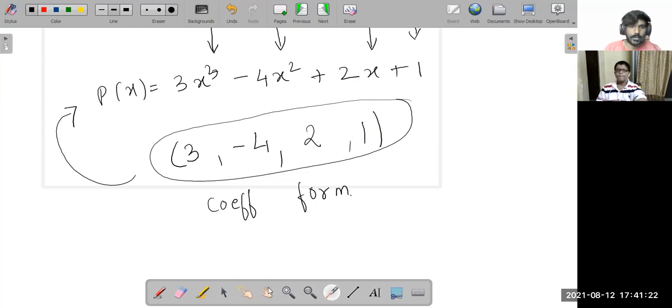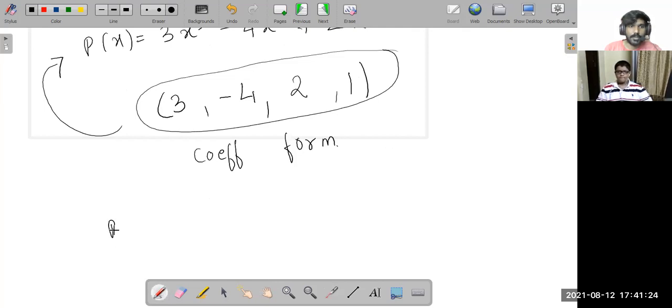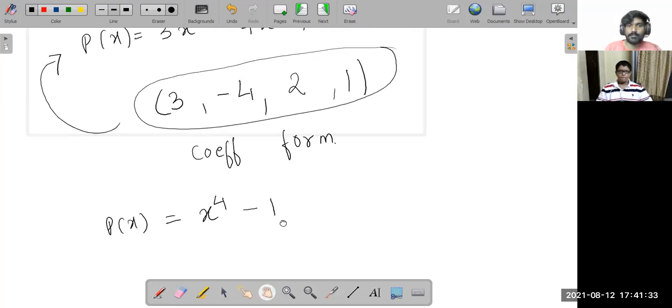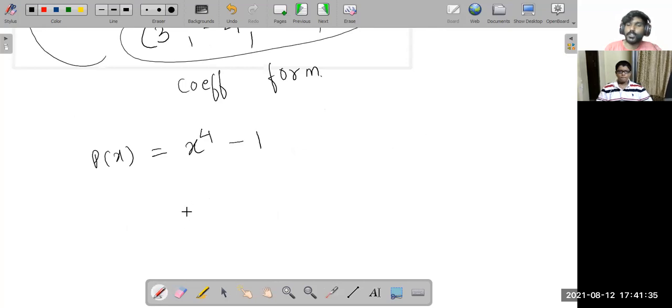Yes, sir. Okay. So see, for example, one more. If you have the polynomial x raised to 4 minus 1, what will be the coefficient form of this?